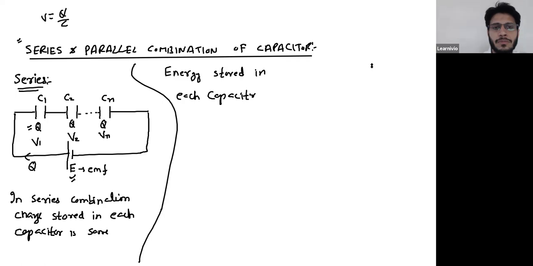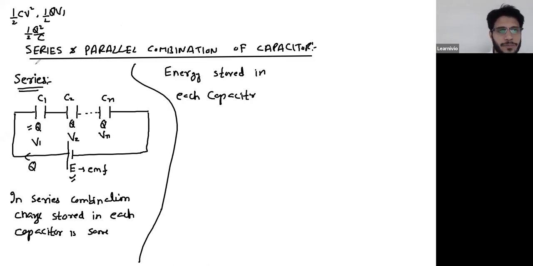Q by C. Q by C is voltage. Energy is not Q by C. We have derived three relations for energy stored. Anyone else will tell the formula of energy stored in each capacitor? Half CV square. There were two more relations. Half QV. Good. Last one. It's half Q square by C.